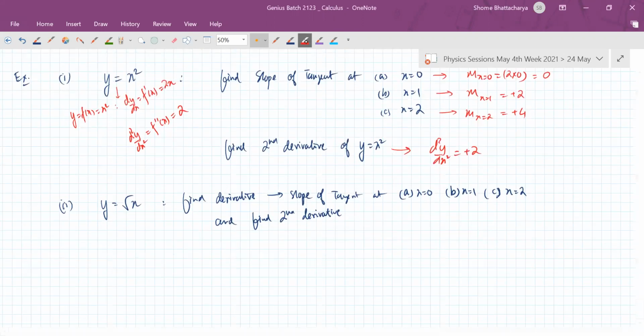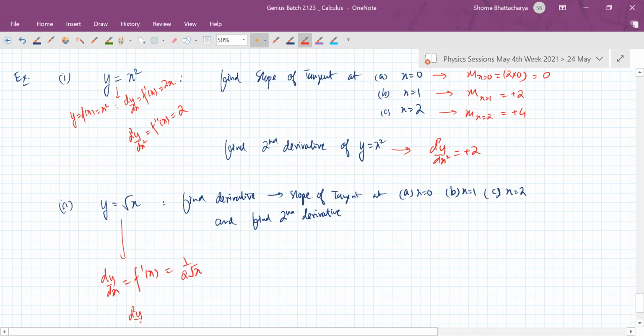Good. Okay, now let's analyze this one. Here, my first derivative is 1 by 2 root x, correct? And my second derivative is interestingly going to be a negative kind of quantity. It is half into the derivative of x to the power minus half. So that will become half into minus half, so minus 1 by 4 x to the power 3 by 2. Is this correct? Yes, sir. Second derivative, we should be getting this, correct?